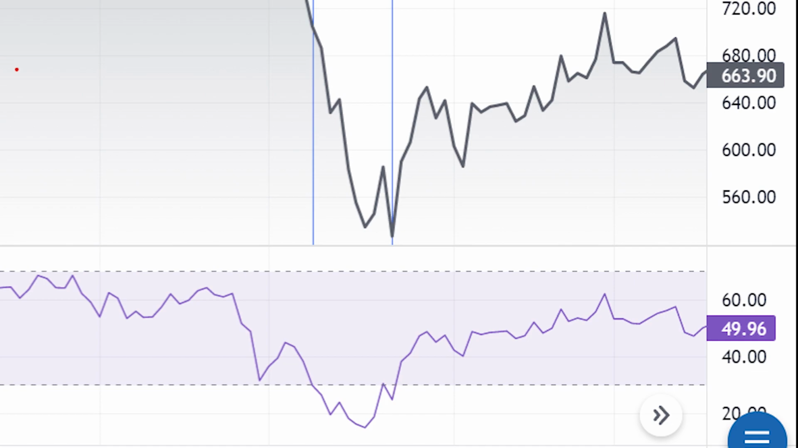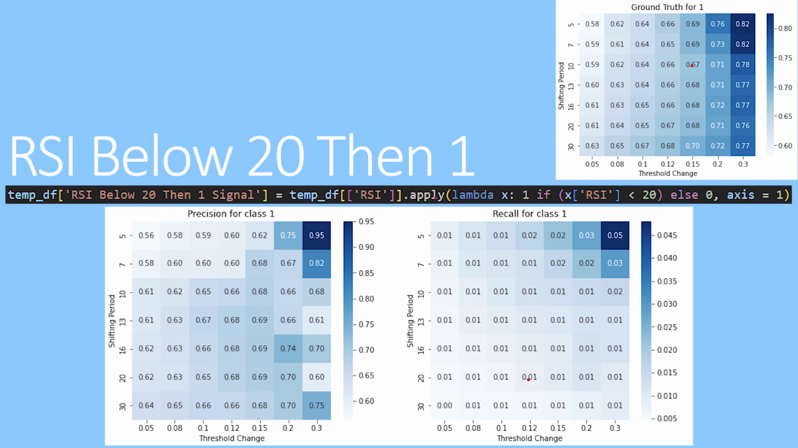So yeah, I mean absolutely you can. All you need to do is change that line in the code to get the new visual. Looking at this, we see a few changes from the previous chart. Firstly, the recall is even lower, but the precision is higher. In fact, when comparing with the ground truth in the top right corner, we can see that this signal is better for a couple of these specific areas like the shifting period of 5 and the threshold change of 0.3. And understandably so, the lower the RSI drops, the faster the correction is expected to come. But the trade-off is that you will get fewer chances created as the lower recall shows.